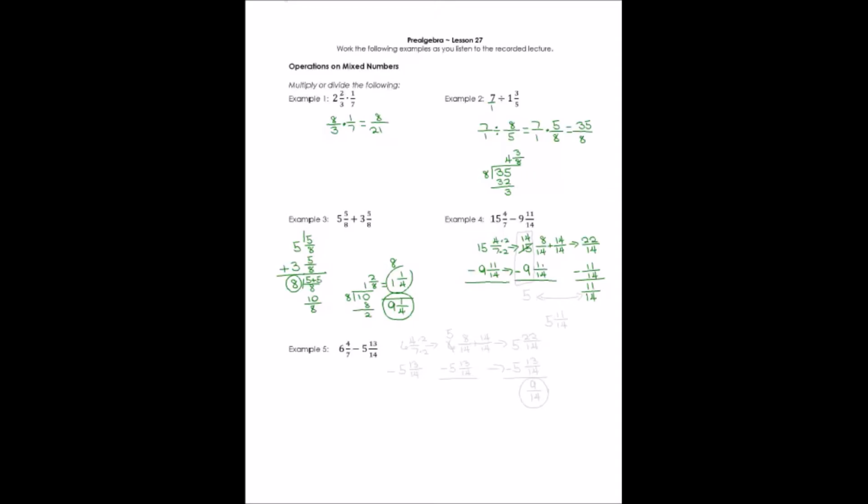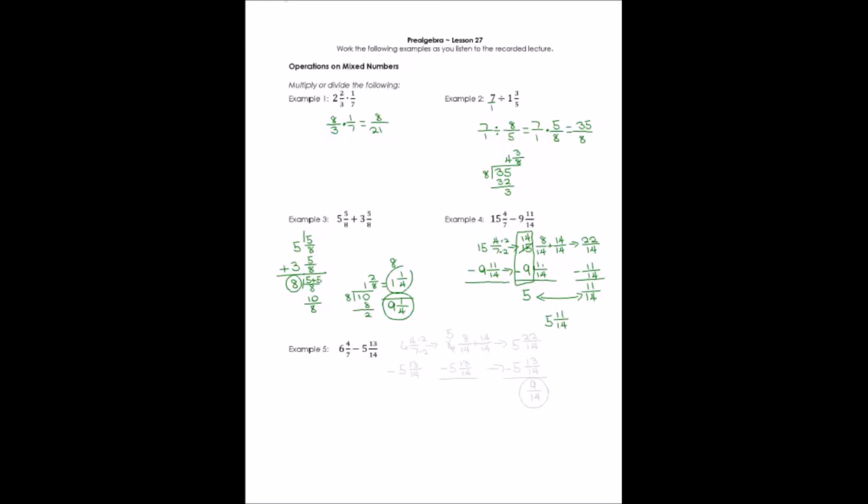What do I do about the whole numbers? Remember the whole numbers back over here. I've still got to subtract. I borrowed from the 15, so I only have 14 minus 9 left. So that gives me a whole number of 5. I'll put those two together for my final answer. My answer is 5 and 11 fourteenths.